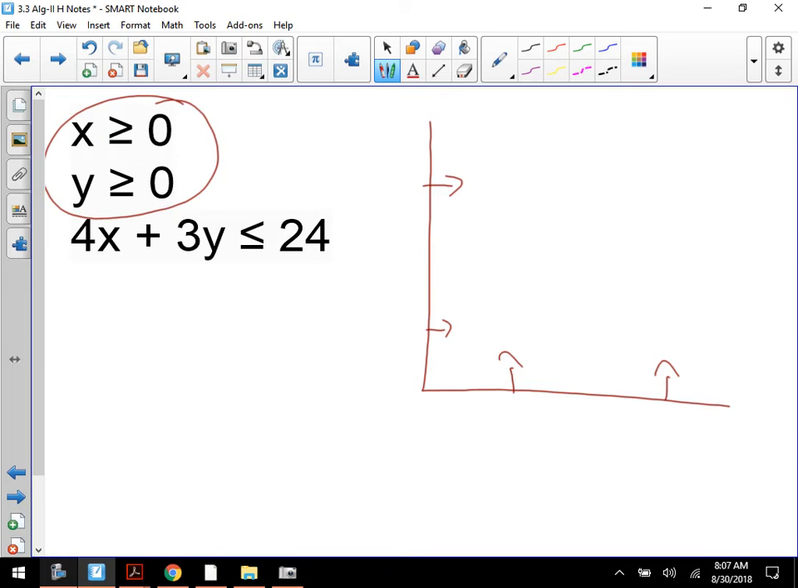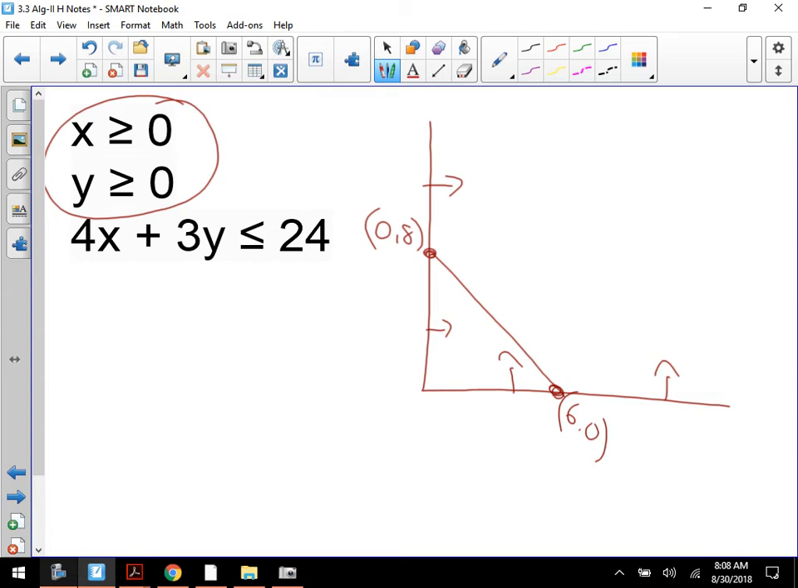Cover and solve. Where's your x-intercept? 6. Where's your y-intercept? 8. So if I say this is 6, this would be at 6, 0. And this would be at 0, 8. Everybody okay with doing that? Connect the dots.